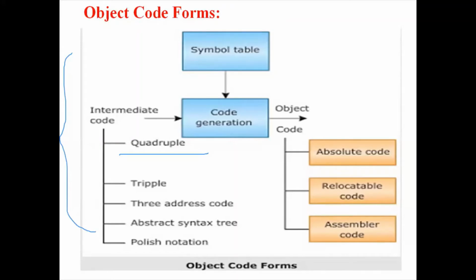In that part B question, you have to write the object code form definition along with the types of object code form. Then for each and every type of object code form, you have to write the definition with some example. That is one way of part B questions.